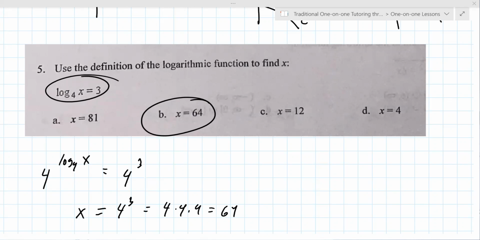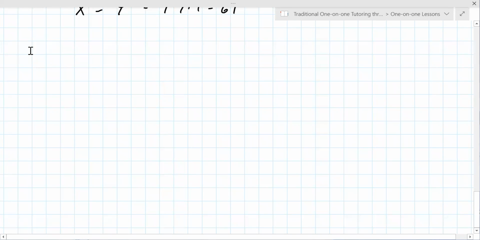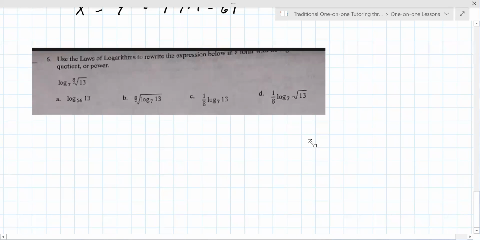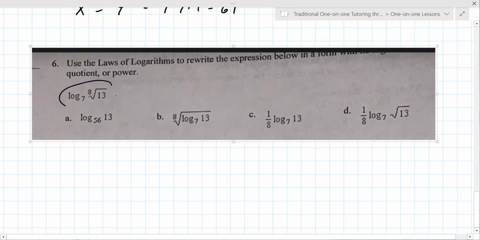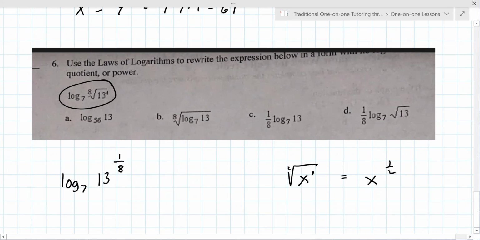All right, number 6, it says to use the laws of logarithms. Another way to say number 6 is to rewrite the expression. So there's a bunch of things kind of in play here. The first is that there's really a 1 here above the 13, power of 1. So the first thing is that you can write log base 7 of 13 to the 1 over 8 power. And if that isn't clear here, there's really a 1 here and a 2 here. That's why this is x to the 1/2 power.